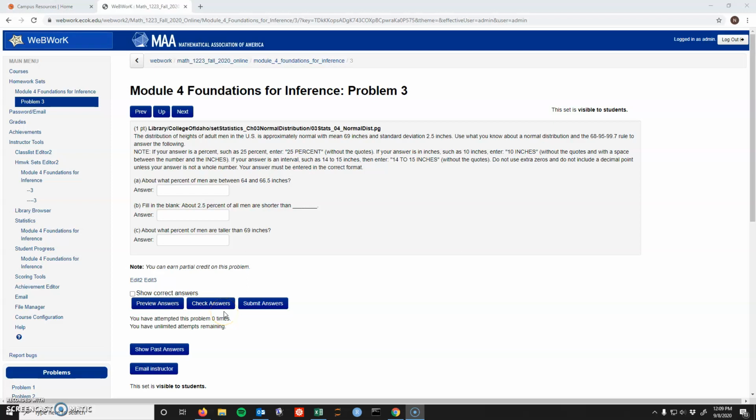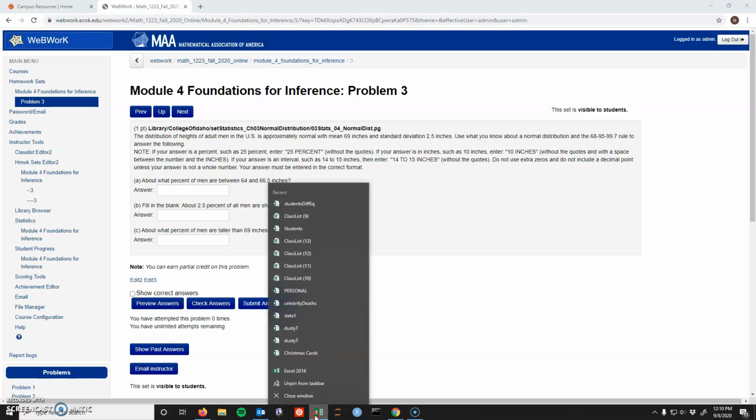Hey y'all, I wanted to go through a quick question here from WeBWorK. This is problem 3, and this is really about using the 68, 95, 99.7 rule for normally distributed things. So we have a question here, and it says that we know that men's heights are approximately normal with a mean of 69 inches and a standard deviation of 2.5 inches.